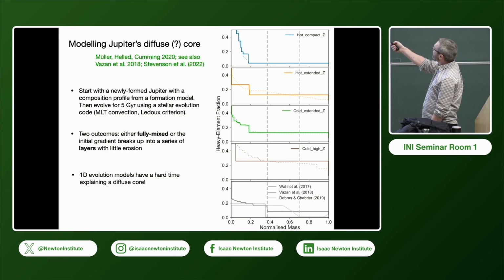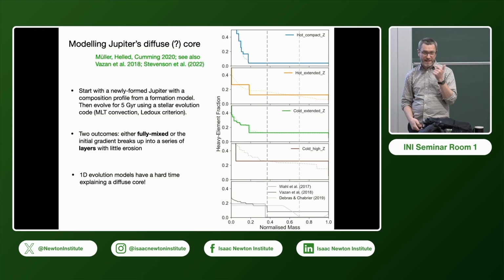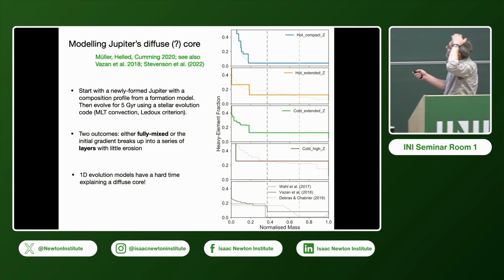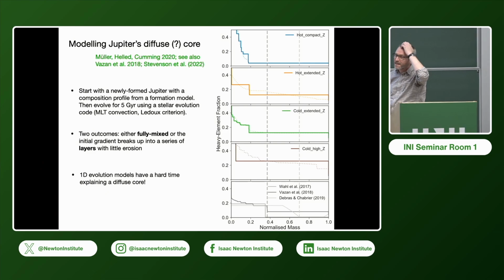This one on the top has a very compact core of heavy elements. I put the heavy elements in the center. This green one, for example, is a much more extended heavy element profile. Then we played this game of, let's make Jupiter this way, evolve it for 5 gigayears till today, and see what it looks like. And you do this in 1D. I'm using mixing length theory for convection. I'll talk more about that in a minute. We're using the Ledoux criterion for whether convection is happening. We just evolve it. And the solid line shows you what you get for Jupiter today.